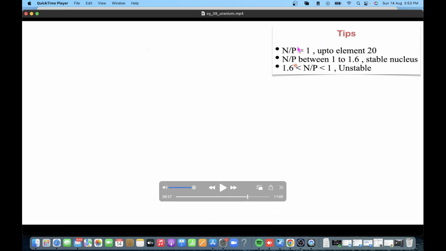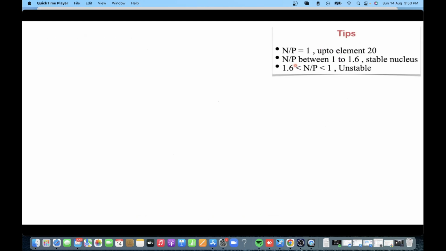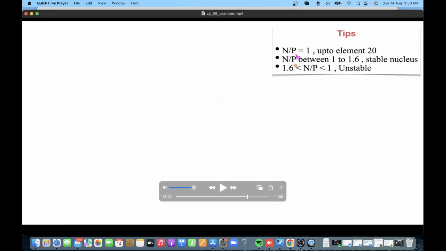I am giving you one tip, but it is not strictly followed. Even if it is not strictly followed in every example, you can go with this tip: an N/P ratio equal to 1 holds only for elements up to element number 20. An N/P ratio between 1 and 1.6 is known to be stable nuclei, and a ratio above 1.6 or below 1 will be unstable.